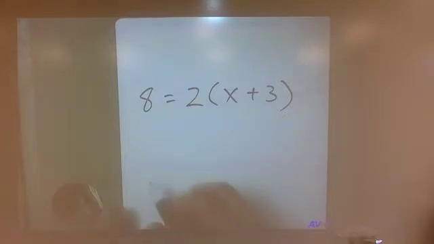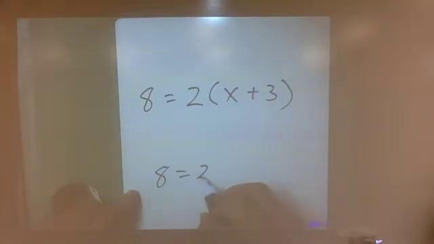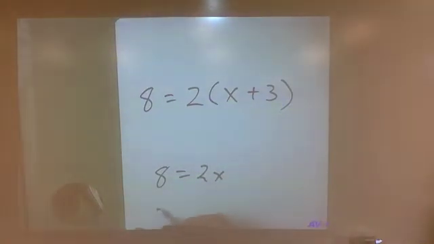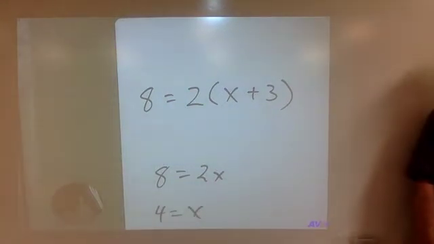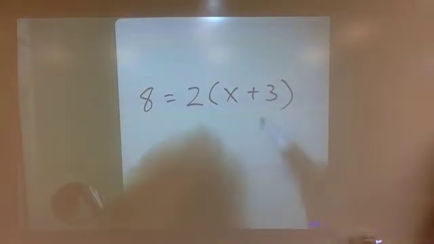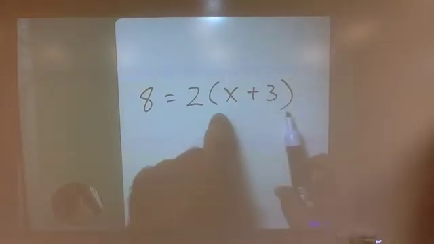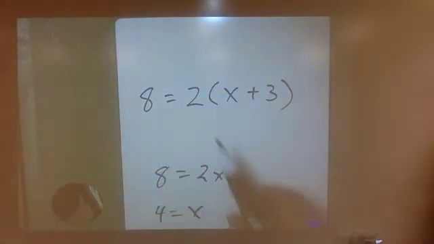Think about it like this. Different problem. Say it was 8 equals 2x. What would you do? You would divide 2 to the other side, and you would say 4 is equal to x. That would be a simple problem. Everybody can do that. Well, this is very similar to that problem. This 2 is essentially a coefficient of that quantity, and when you're multiplying a coefficient times a variable, you divide that coefficient to the other side.